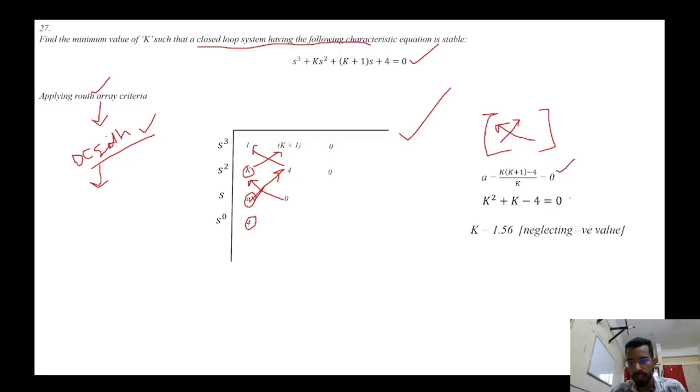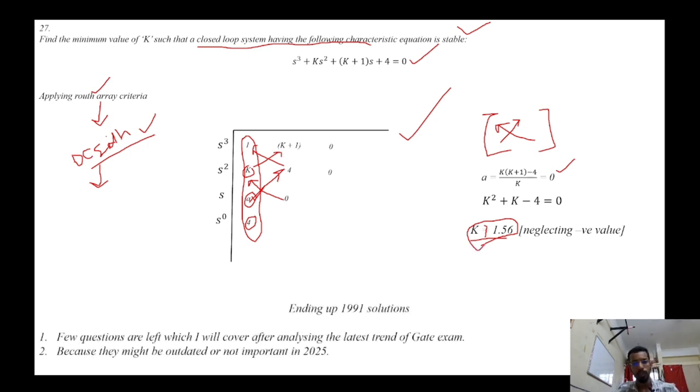Solving this equation, we will get k equal to 1.5, neglecting the negative value, because in the first column of the Routh array the value should be non-negative and non-zero for a stable system. So k will be greater than or equal to 1.5 in order to keep the system stable.